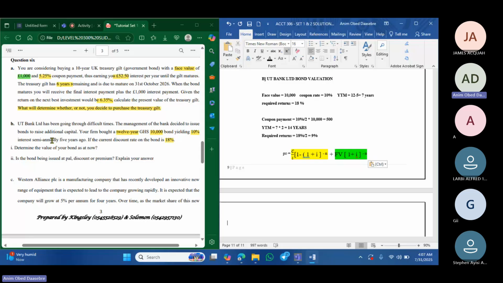Discount 14 to present, 13 to present, 12 to present, 11 to present, 10 to present, 9 to present, up towards year one. That would be very lengthy, so I think this is quite easy. So that's the essence of why we are using the annuity formula.